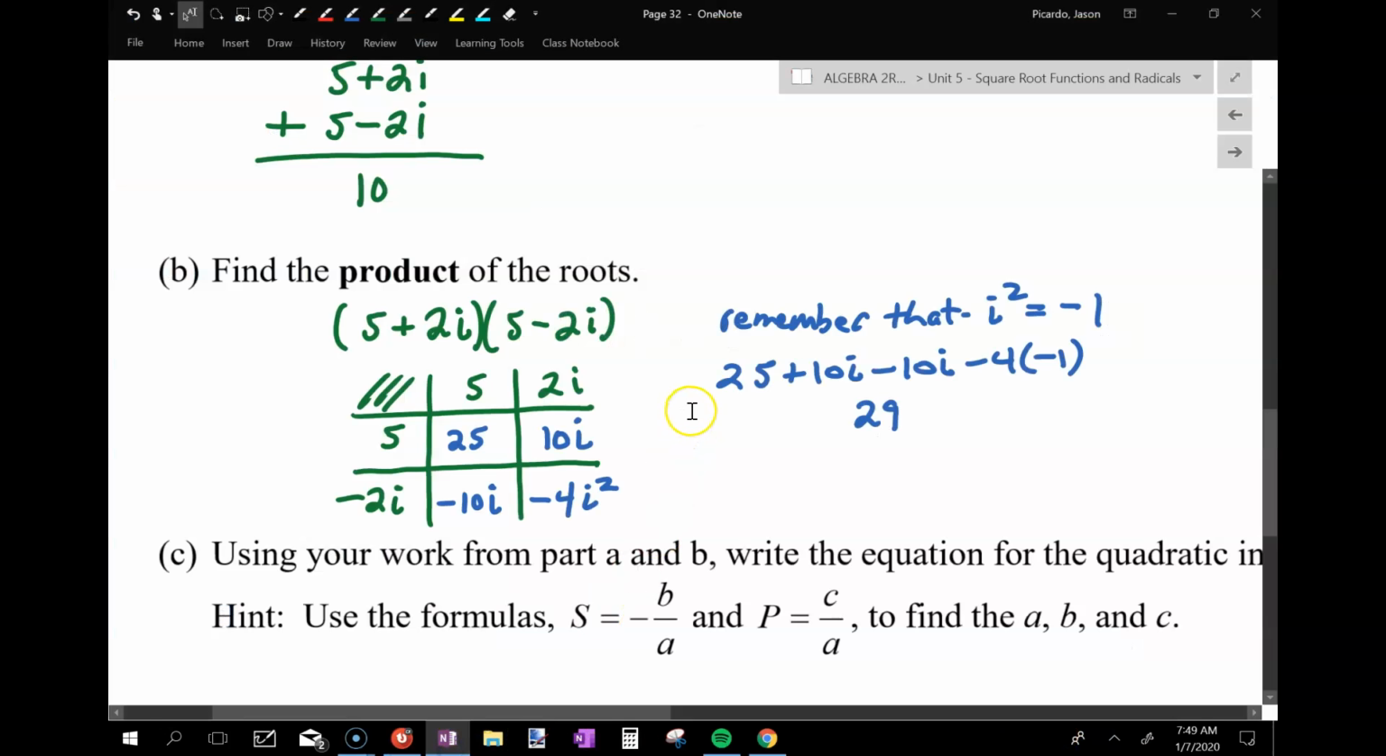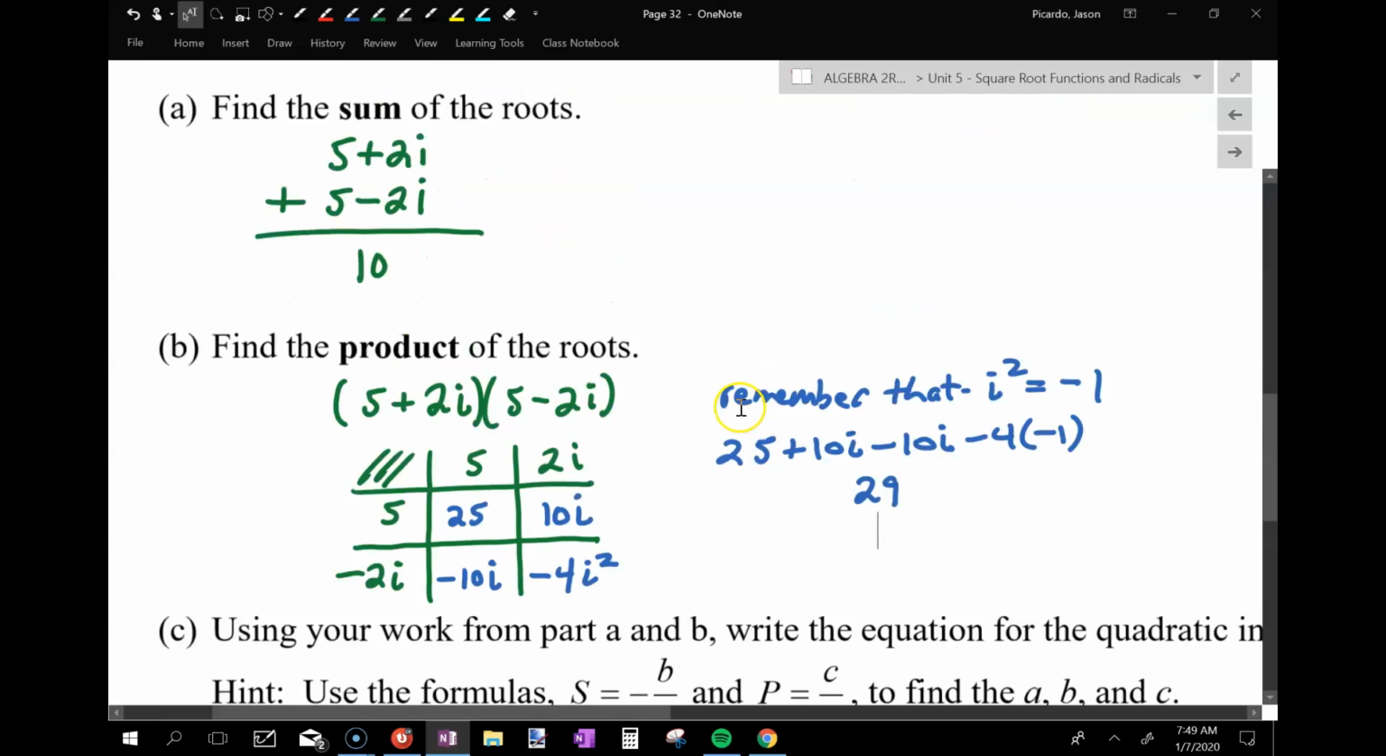Okay, so why am I doing this, right? Guys, here's what we're actually doing. We're working backwards, right? On that previous page, what did I do? I gave you a quadratic, and I asked you to find the sum and the product. Guess what we're doing right now? We're finding the sum and the product, and we're going to figure out what the quadratic was. So we're working backwards, okay?